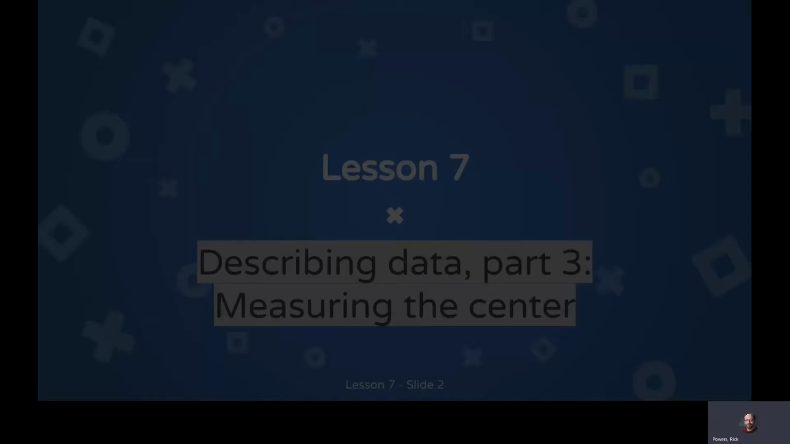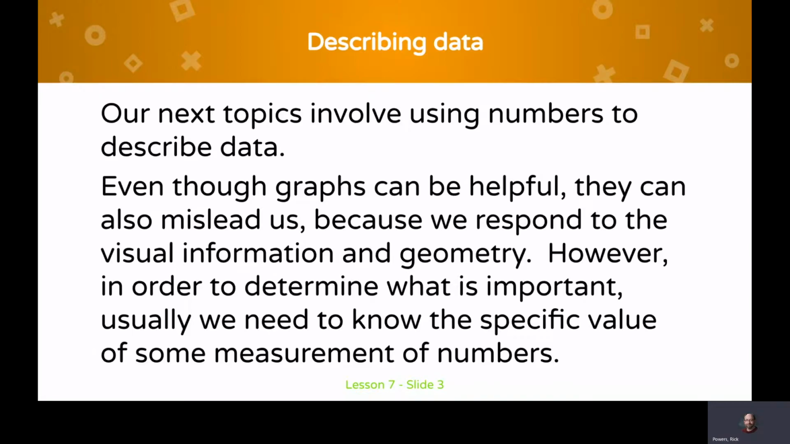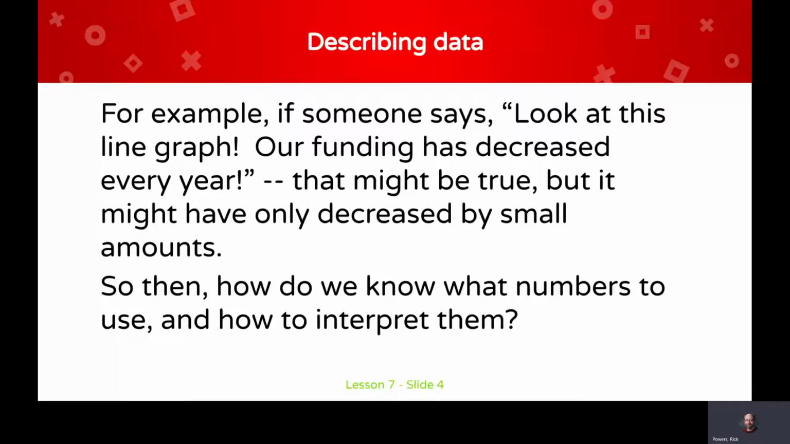Our next topics involve using numbers to describe data. Even though graphs can be helpful, they can also mislead us because we respond to the visual information and geometry. However, in order to determine what is important, usually we need to know the specific value of some measurement of numbers. For example, if someone says, look at this line graph, our funding has decreased every year. That might be true, but it might have only decreased by small amounts. So then, how do we know what numbers to use and how to interpret them?